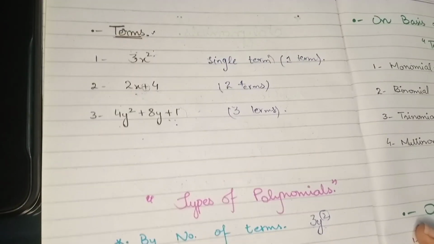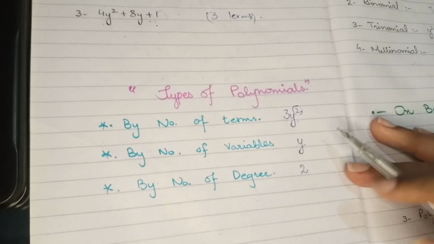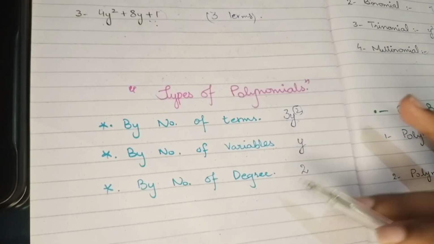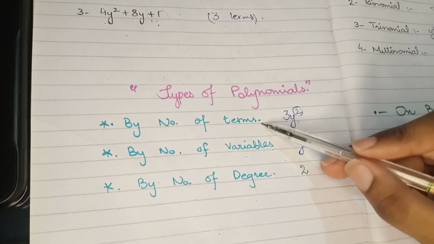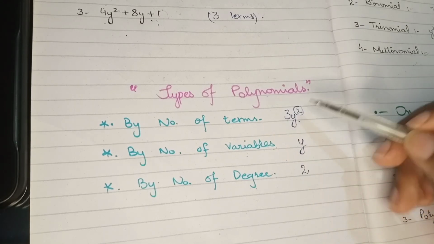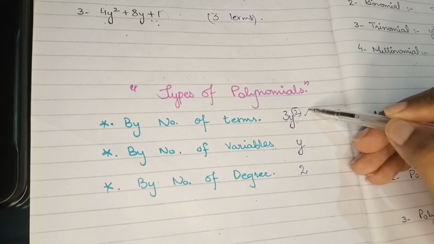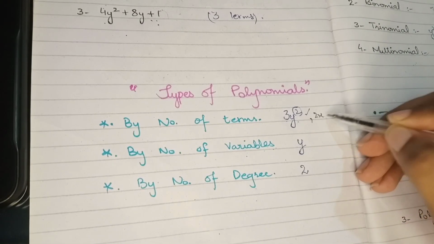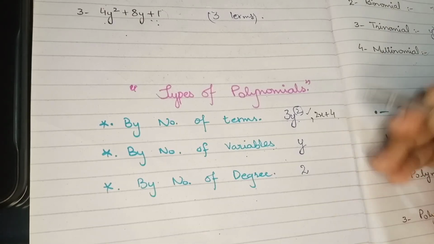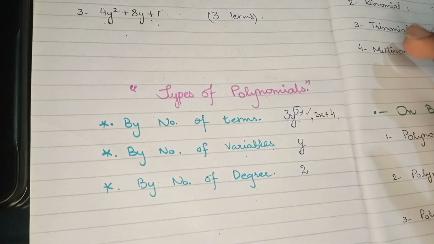Now move towards the types of polynomials by the number of terms, by the number of variables, and by the degree. On the basis of the number of terms, we can see how many terms are present. Like 3y square is a single term. In the previous example, we saw 2x plus 4, which is an example of 2 terms. And so on, 3, 4, and many terms.